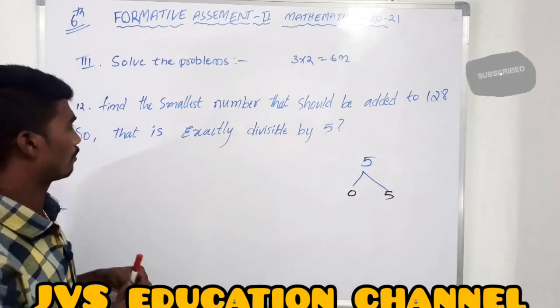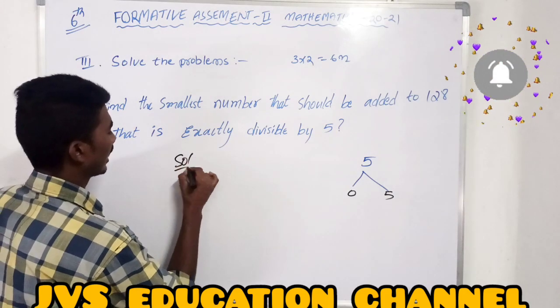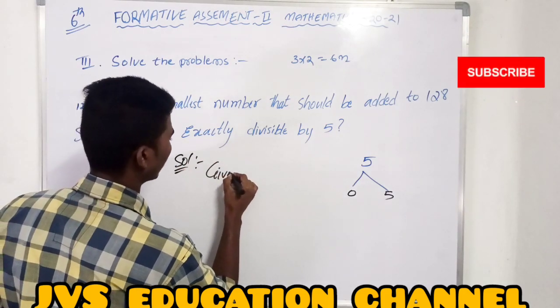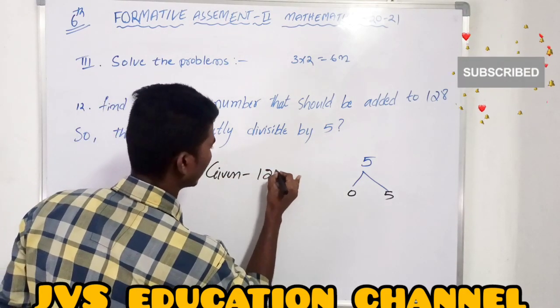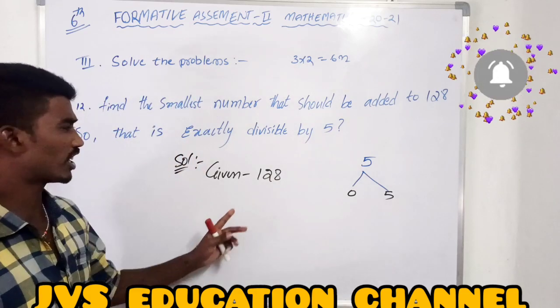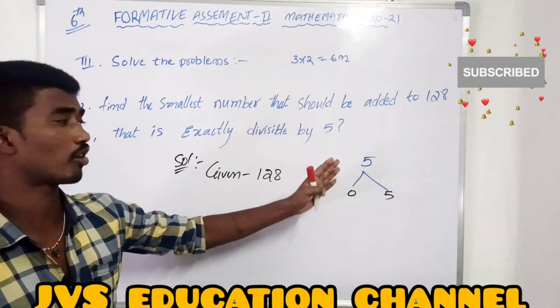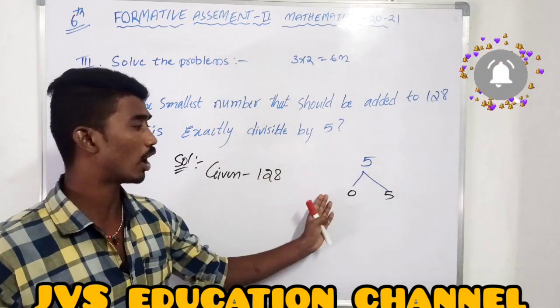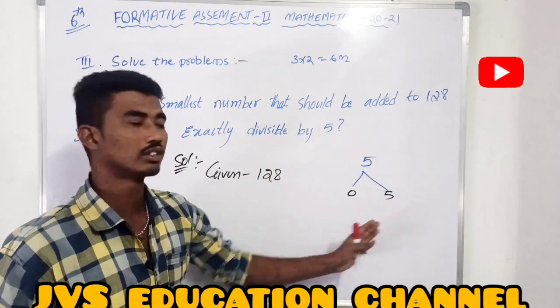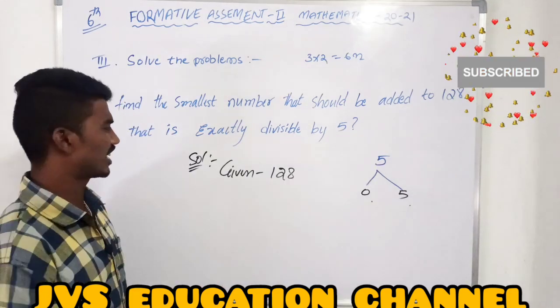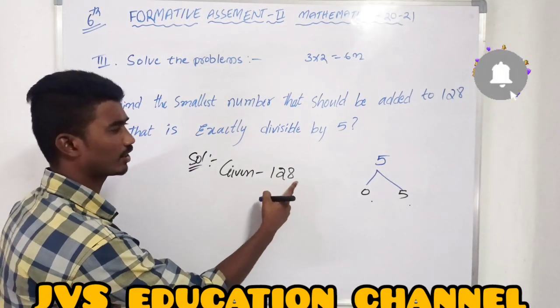Listen, what is the given number? The solution: the given number is 128. In its ones place we have 8. According to the divisibility rule of 5, we need 0 or 5 in the ones place.